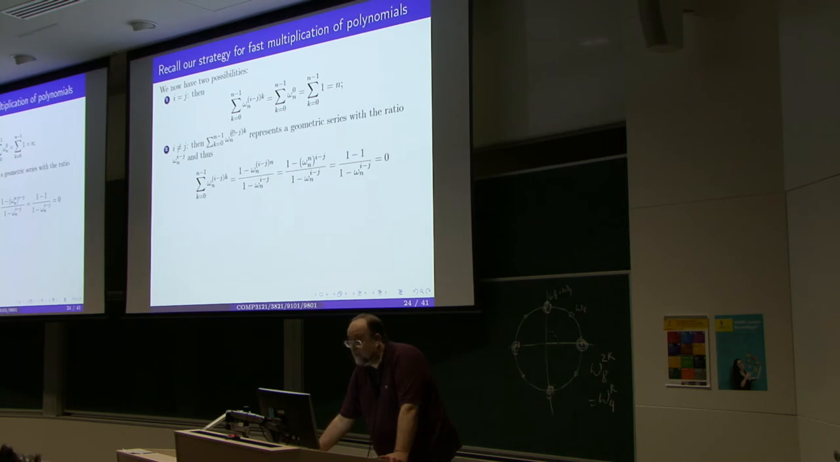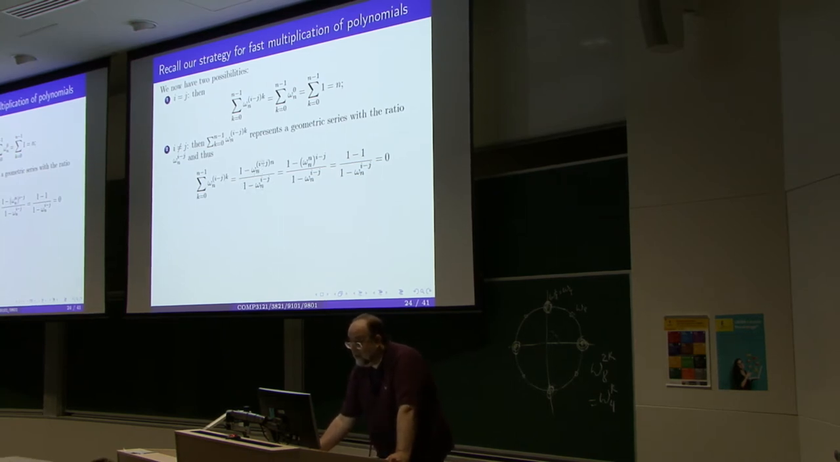If i is not equal to j, then this is a geometric progression. There are powers, so you just fix i minus j, and you take its powers. So this is the formula for the sum of a geometric progression. You have to take omega n to the power 1 plus n minus 1, which is just n, and divide by 1 minus whatever the base is, which is omega n to the i minus j. Now notice we need i not equal to j so that this is not 0.